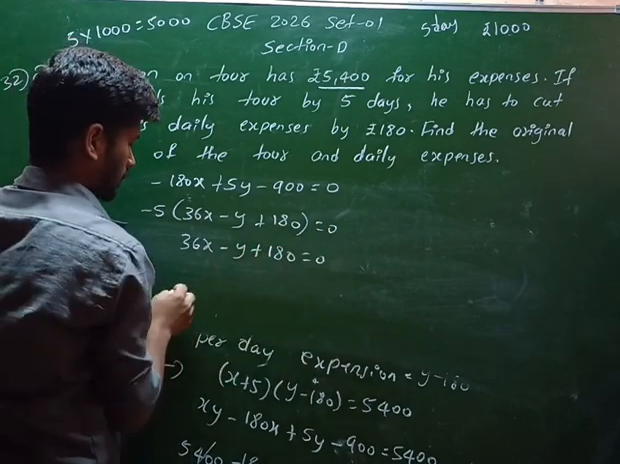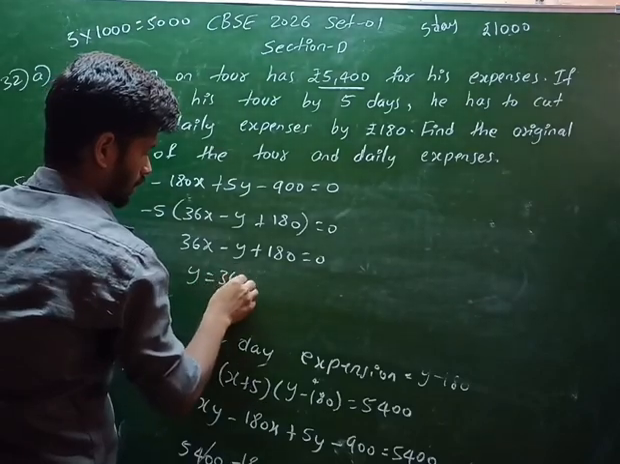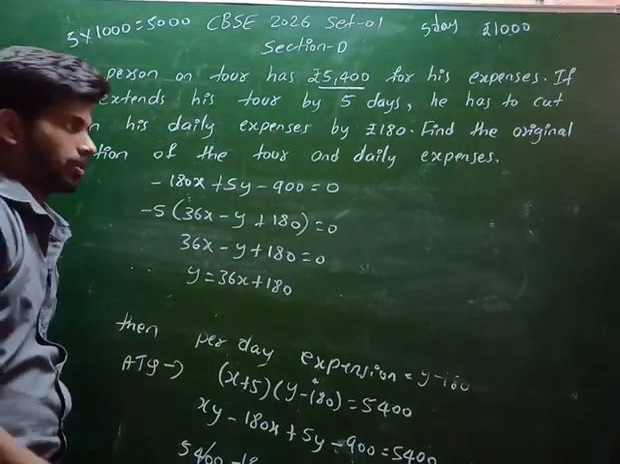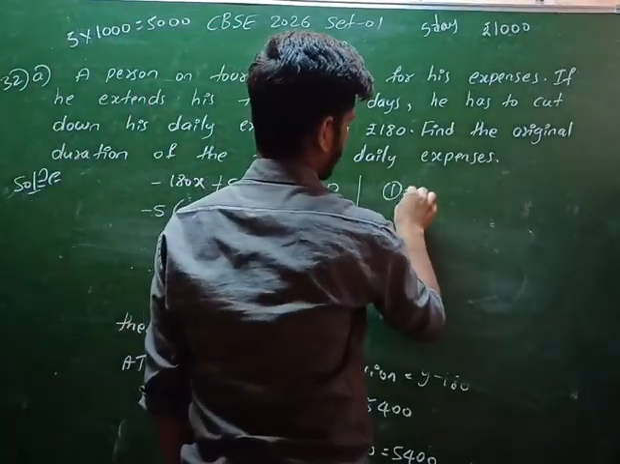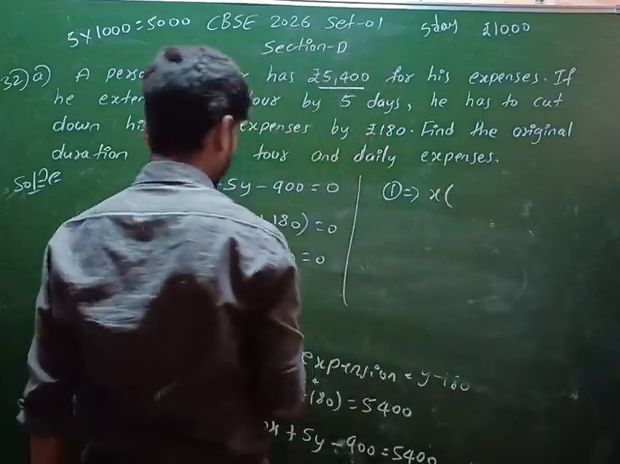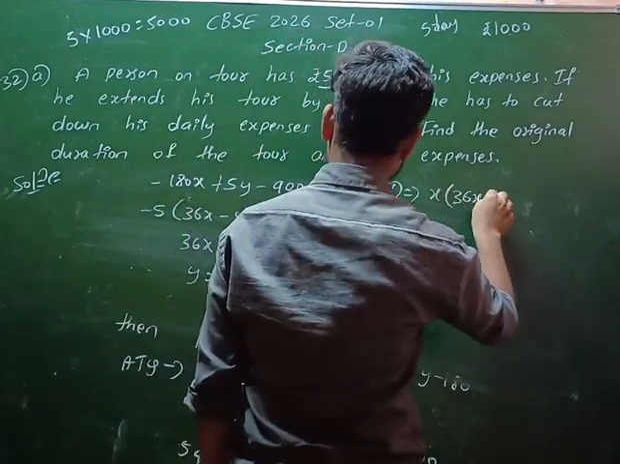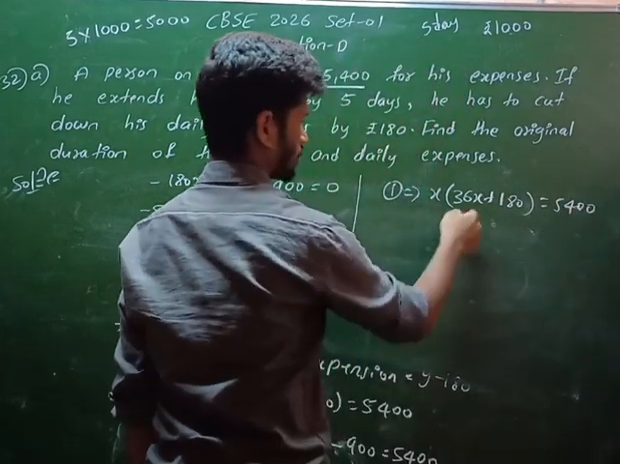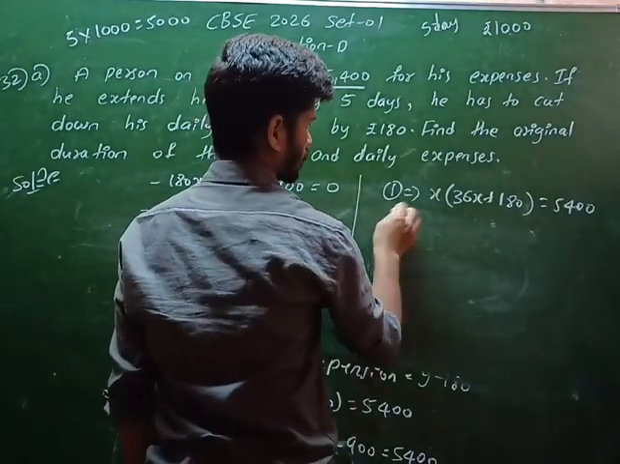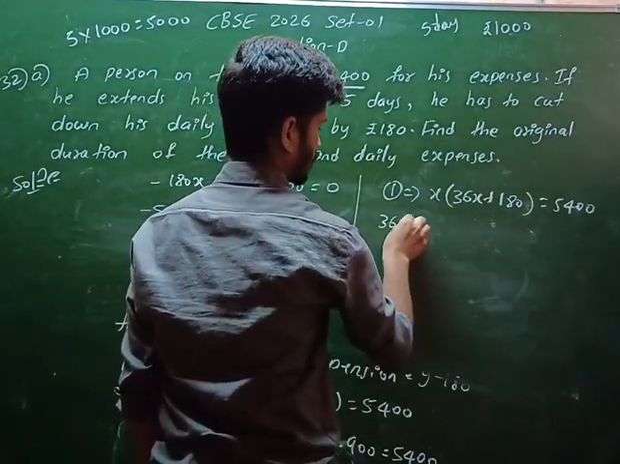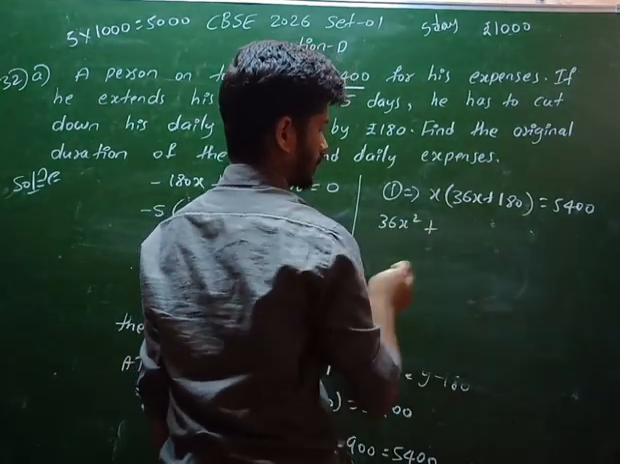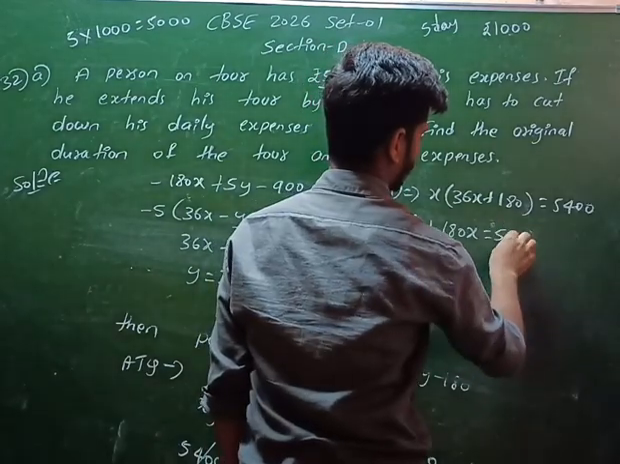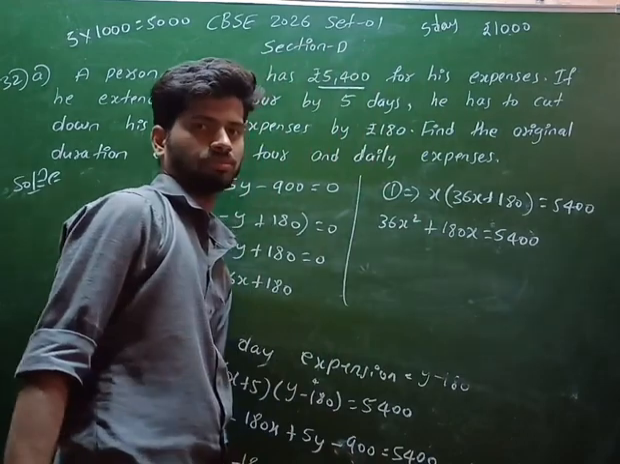If you send minus y over there, y is equal to 36x plus 180. Now this y value we substitute in equation 1. So equation 1 implies x into the y value, 36x plus 180, equal to 5400. The x multiplies inside the bracket, so x into 36x is 36x square, plus x into 180 is 180x, equal to 5400 as it is.